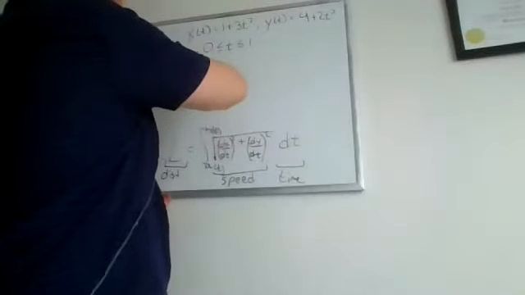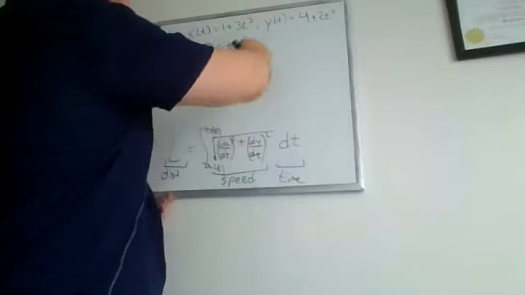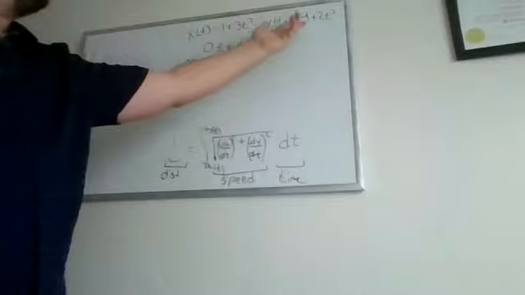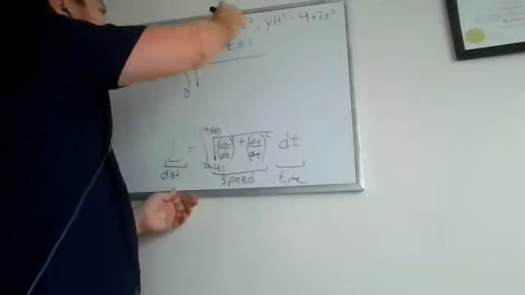So let's set up our integral here. So we have the integral from 0 to 1. We have a square root. And then we need to know what x prime and y prime are. So x prime, well, let's see here.